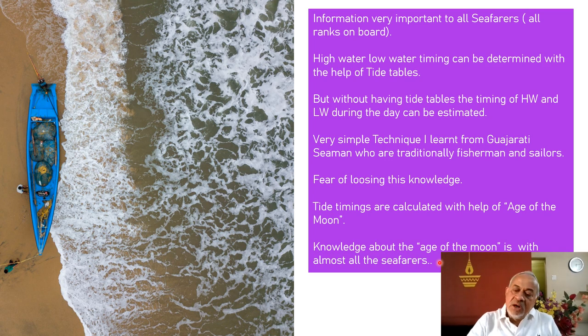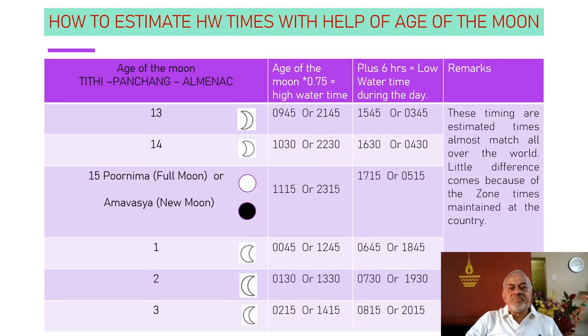many of the sailors across the world know, because most of the religions follow a lunar calendar. Lunar calendar matlab chand se chalne wala calendar sabhi log use karte hain, majority of the seafarers. To unko pata rehta hai ki ye purnima kabhi hai, amavasya kabhi hai, first day kabhi hai, total darkness night kabhi hai. To uske sahare you can calculate the tide timings. Let us see how we can calculate the tide timings.